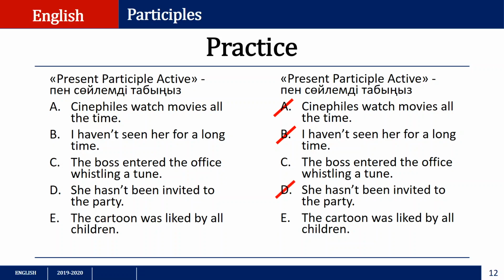The boss entered the office whistling a tune. There is a verb with ing. Let's look at other examples and we will turn to C. D and E are not correct because there is no verb with ing, and we choose C. The boss entered the office whistling a tune. Whistling plays the role of adverbial modifier. Doing what? Whistling a tune.